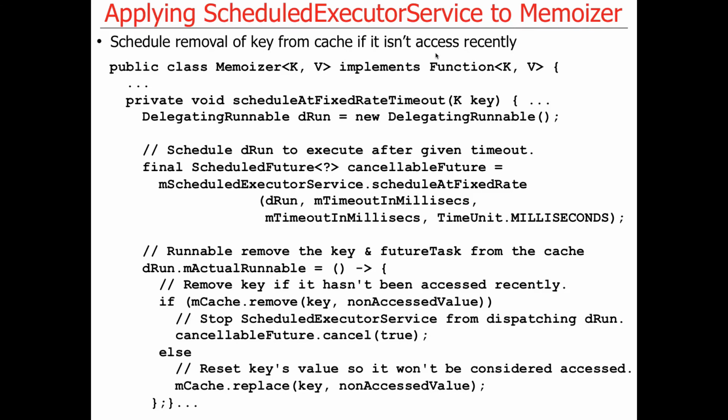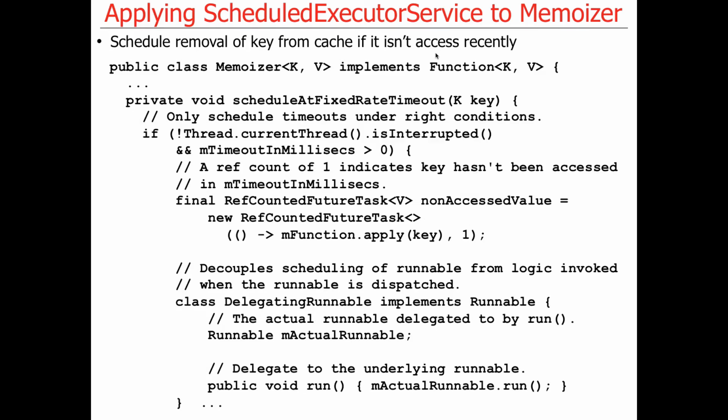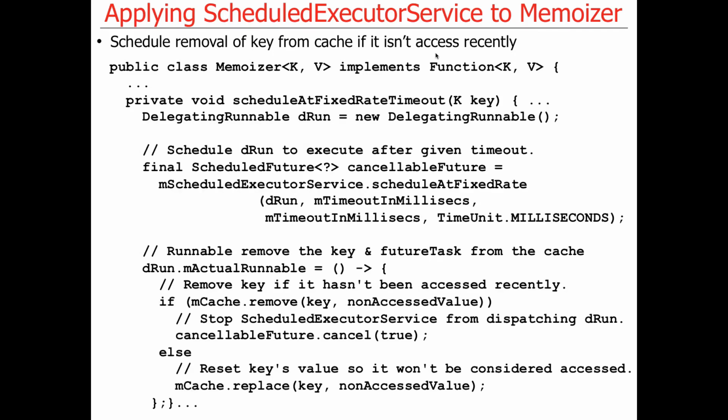That's the magic. So what we then do is we go ahead and set the runnable in the delegating runnable. So we're going to set this actual runnable to a lambda expression, and that lambda expression will keep getting called back at this fixed rate with this initial millisecond delay. And every time this lambda gets called back, it's going to try to remove the item from the cache using the non-access value.